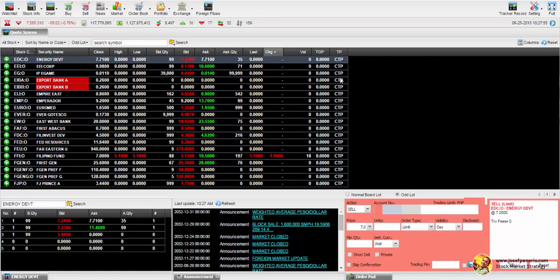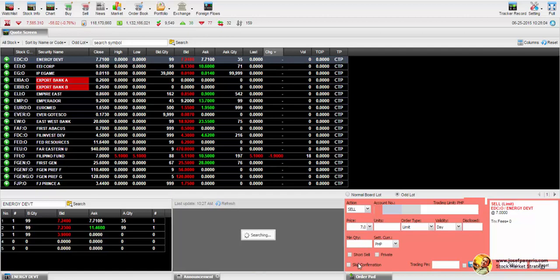Also, in the transaction window, there's a tick box there, skip confirmation. Once you check it, basically it skips the PSE main trading platform confirmation and posts immediately to the trading board. But make sure you input your trading pin and save it.